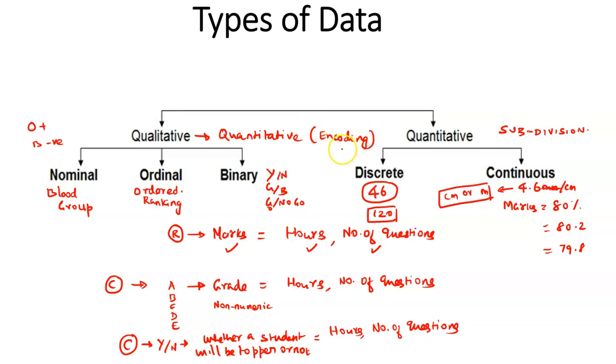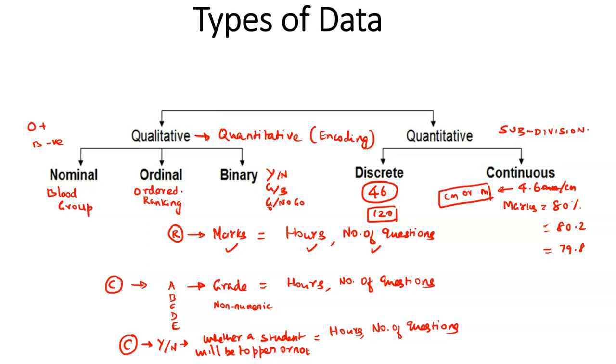Is encoding an accurate method? No, it is only an approximation. Please note that this qualitative to quantitative conversion is only an approximation. But still we go ahead with it because the algorithm cannot have non-numeric data as part of the data set. It must be converted. We will talk about encoding and how we do encoding in another lecture.